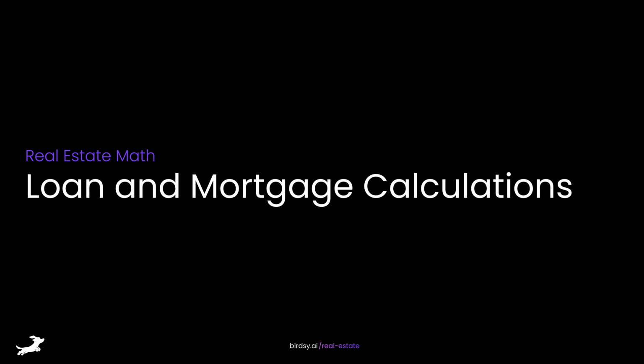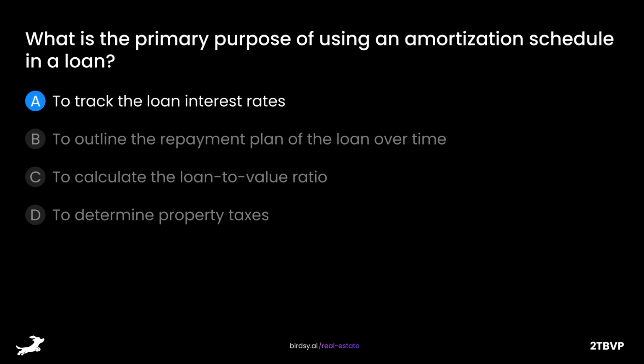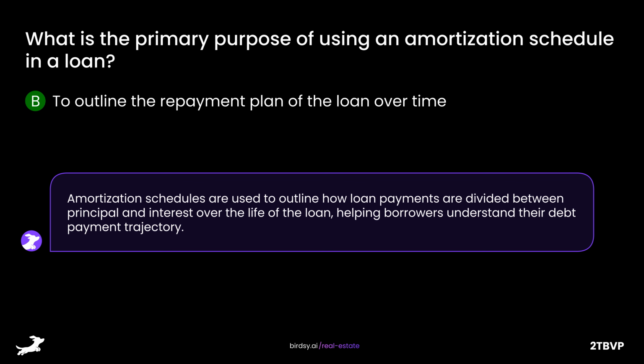Loan and mortgage calculations. What is the primary purpose of using an amortization schedule in a loan? Is it A, to track the loan interest rates, B, to outline the repayment plan of the loan over time, C, to calculate the loan-to-value ratio, or D, to determine property taxes? The answer is B, to outline the repayment plan of the loan over time. Amortization schedules are used to outline how loan payments are divided between principal and interest over the life of the loan, helping borrowers understand their debt payment trajectory.